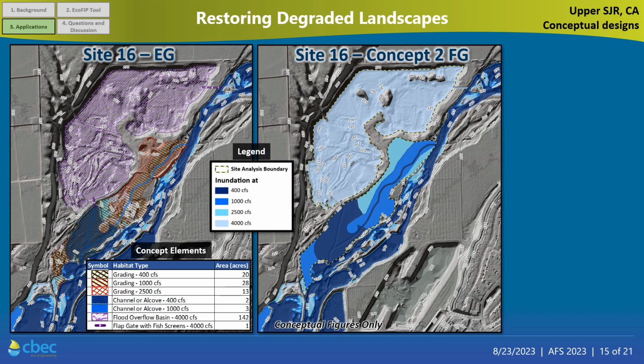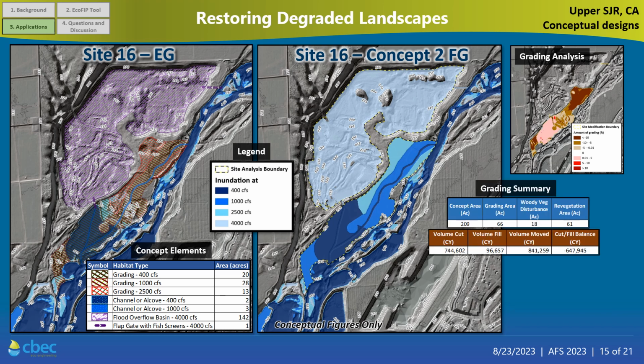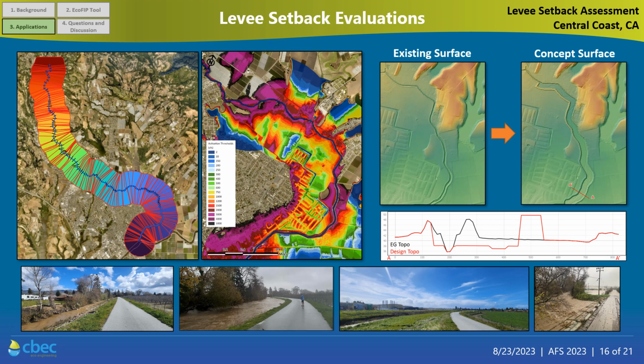So we use EcoFIP not only to produce the concept digital elevation model, but also to look at the inundation characteristics of existing ground versus the future ground that we can also use to understand in a grading analysis. Where are we doing our cut and fill? How much cut and fill are we doing? And how much grading area are we doing? How much vegetation are we disturbing? And ultimately, considering all of those costs, how much benefit are we actually getting as a result of doing that particular project, and deciding whether those benefits outweigh the physical landscape modification costs that we have.